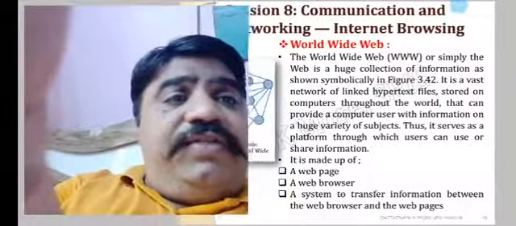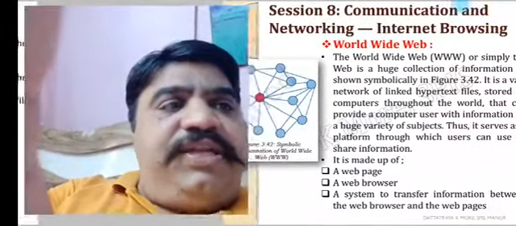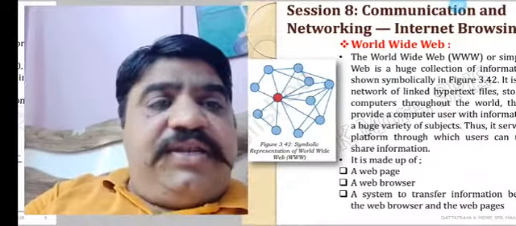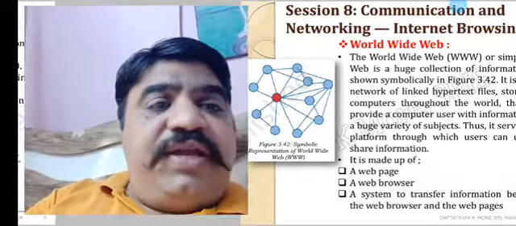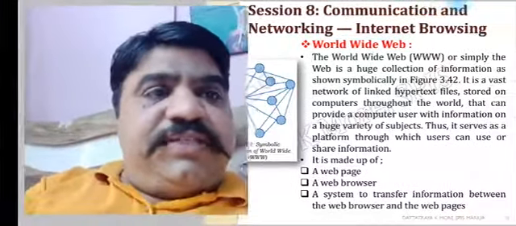Let us go ahead. Internet browsing. Next, session number 8. Internet browsing. The photo is shown here. By that you can understand the red ball is there in between, and the PC is connected to a number of PCs or servers, we can say.